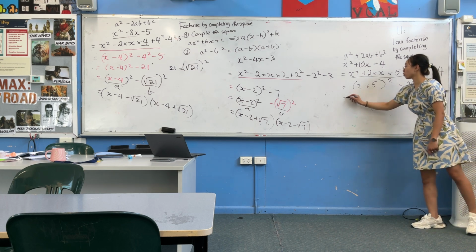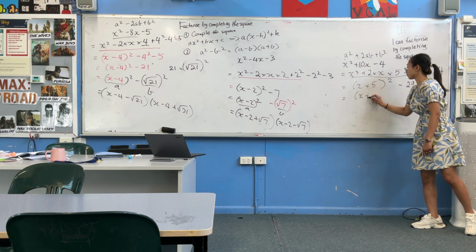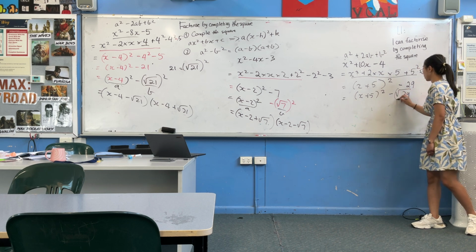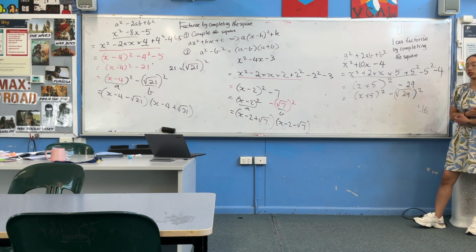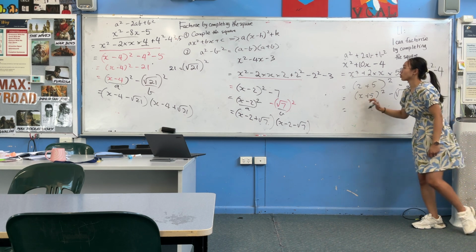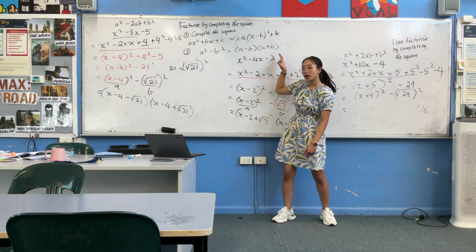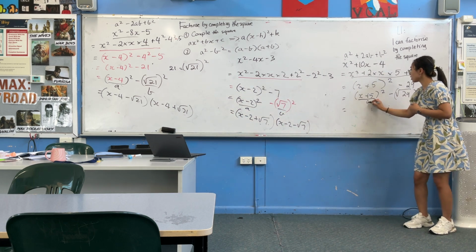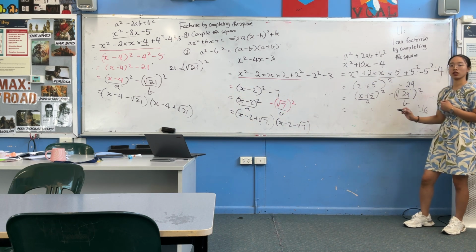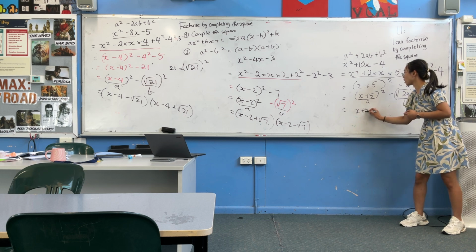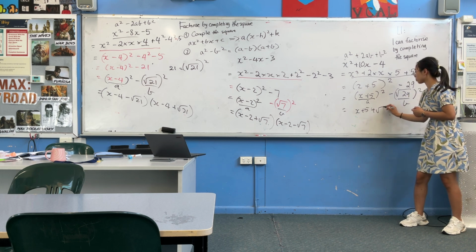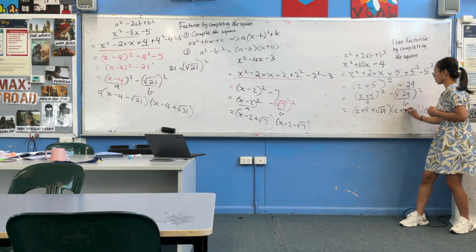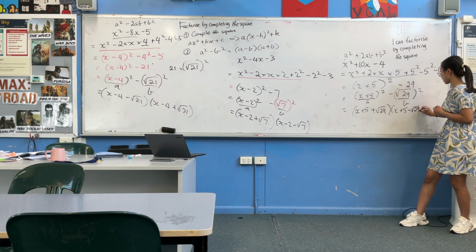Now you put it into surd form: x plus 5 to the power of 2 minus the square root of 29 to the power of 2. Follow the difference of two squares formula, a squared minus b squared. This is my a, this is my b. x plus 5 plus square root of 29, x plus 5 minus square root of 29 as my answer.